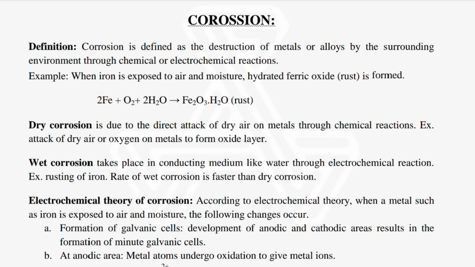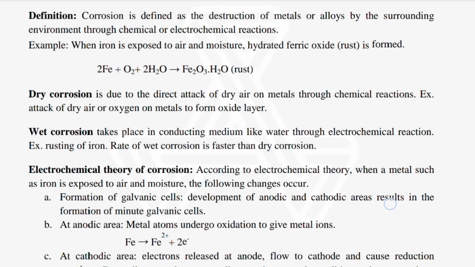Corrosion. What is corrosion? Definition. Corrosion is defined as the destruction of metals or alloys by surrounding environment through chemical or electrochemical reactions. When iron is exposed to air and moisture, hydrated ferric oxide, rust, is formed. 2Fe + O2 + 2H2O gives Fe2O3.H2O, rust.